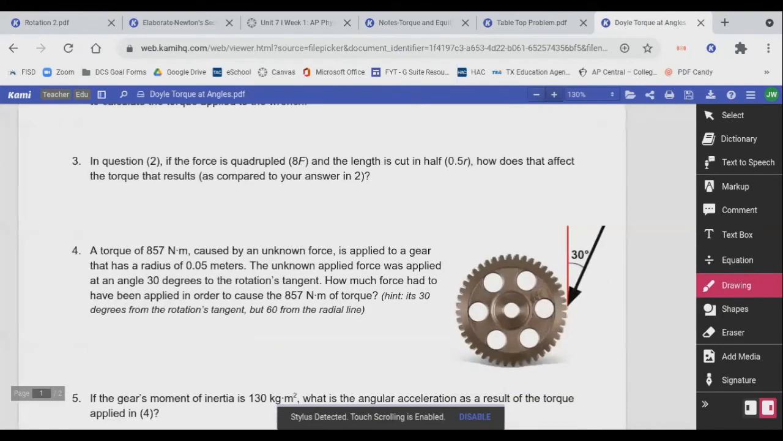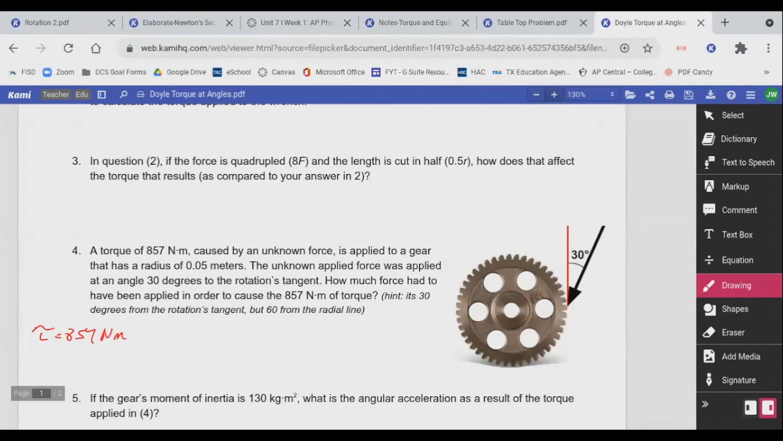I picked number 4 intentionally. You asked me, is it always going to be 90 degrees? And here we've got a photo that shows us that ain't 90. So let's take a look at things. A torque of, so I'm going to put my margins. The torque equals 857 Newton meters.